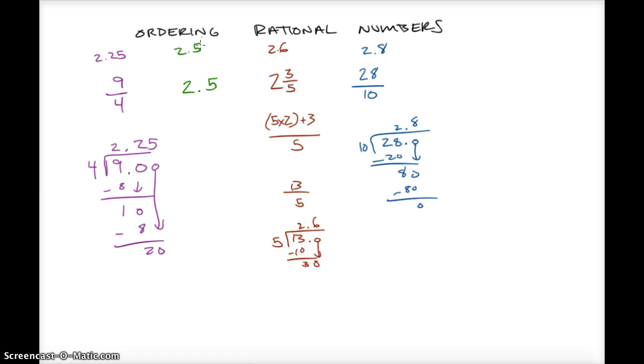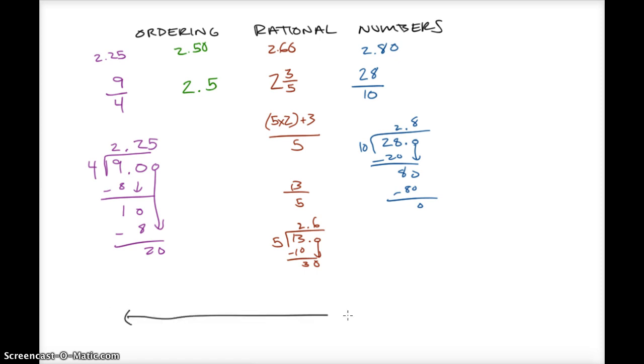2.25 is smaller than 2.5, or I can think of this as 2.50. I can think of this as 2.60, 2 and 60 hundredths, and I can think of this as 2 and 80 hundredths. And I would be able to put that on a number line if need be.